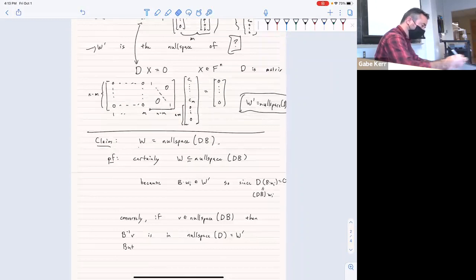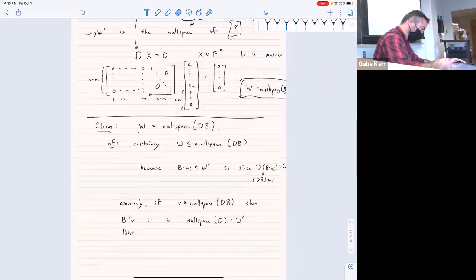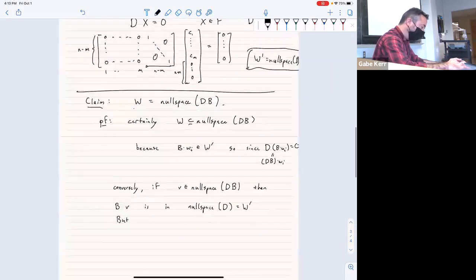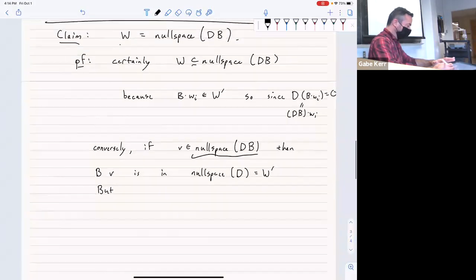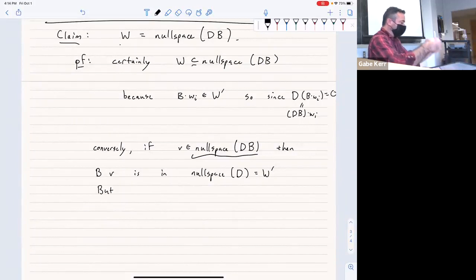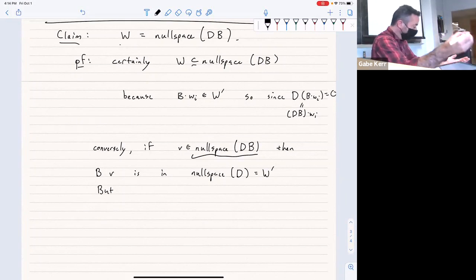Not B inverse. That's why. Sorry, you guys should correct me. Obviously, this is right. Not B inverse, B. If V is in the null space of DB, then B of V is in the null space of D. Right, not B inverse. Sorry. Because what does it mean? The null space is when D times something equals 0. But if I'm saying V is in the null space of DB, then B of V is in the null space of D. Does this make sense now? Okay.